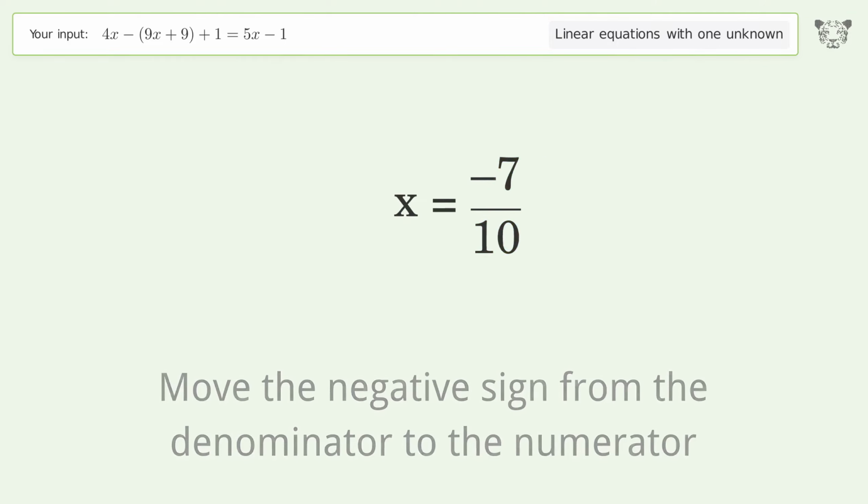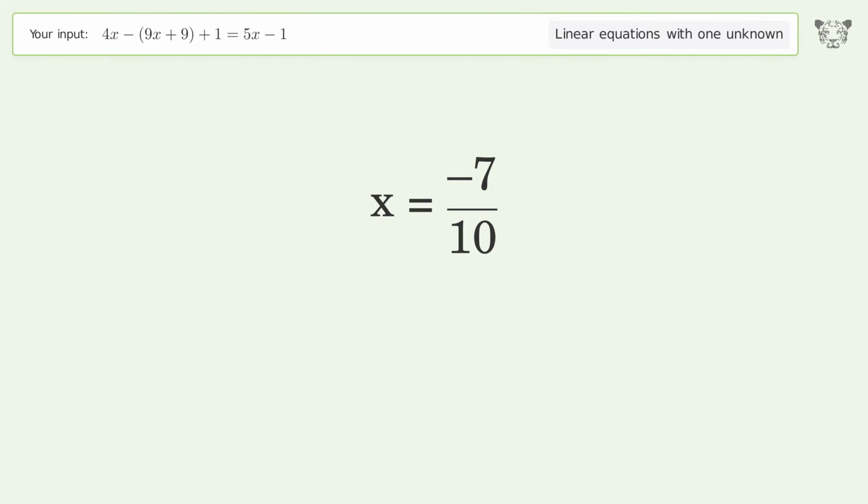And so the final result is x equals -7/10.